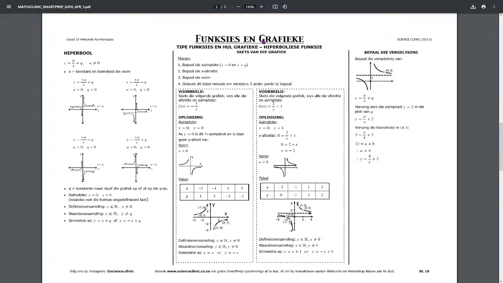But let's look at the first example. So it says I need to graph the next graph, and I need to show all of the intercepts and asymptotes. So if function x, let's do a little something here.